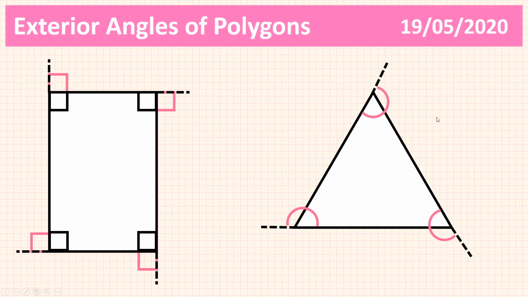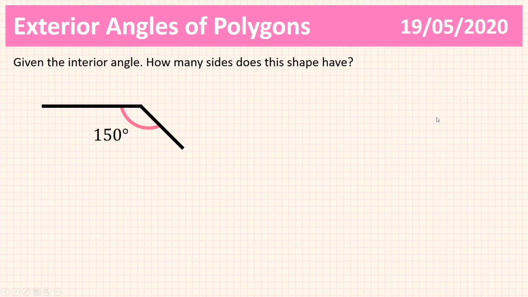Now, we may be asked to do something like this, where we're given the interior angle and we have to find out how many sides a shape has. And this is where exterior angles come in extremely helpful. We could just do trial and error, keep increasing the number of sides, like when we worked at the interior angles. There was a pattern. We could keep going until we hit 150, but that's not what we want to do. We're fantastic mathematicians. We can work out things by looking at information that we know.